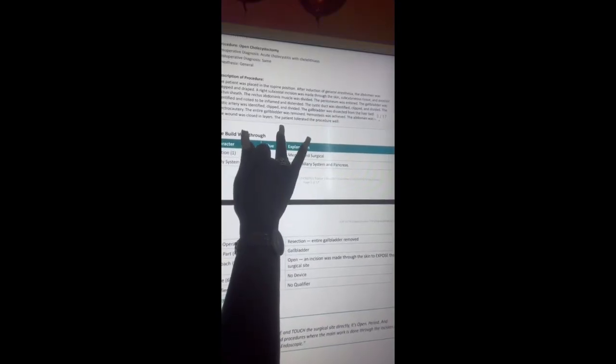All right, description of the procedure. Coach is going to read this, ad-lib this for you guys, okay? The patient was placed in the supine position. After induction of general anesthesia, the abdomen was prepped and draped.